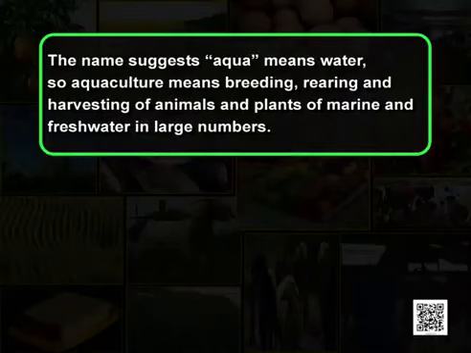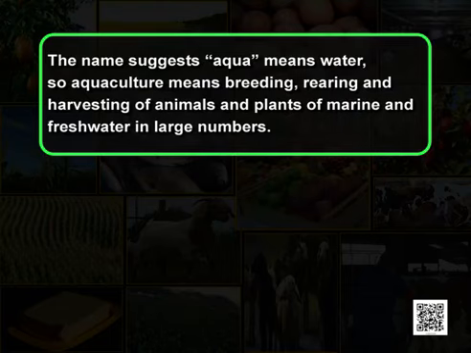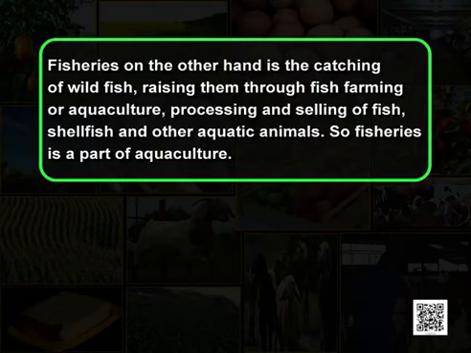Students, after knowing so much, can you differentiate between aquaculture and fisheries? Well, as the name suggests, aqua means water. So, aquaculture means breeding, rearing and harvesting of animals and plants of marine and freshwater in large numbers. Fisheries, on the other hand, is the catching of wild fish, raising them through fish farming or aquaculture, processing and selling of fish, shellfish and other aquatic animals. So, fisheries is a part of aquaculture.